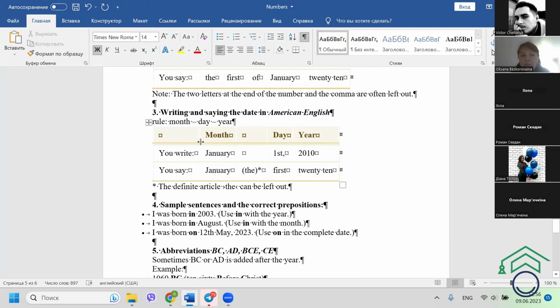American variant, they say month, day, and year. January the 1st. Sometimes in American variant, the article can be left out, can be omitted. January the 1st, 2010.